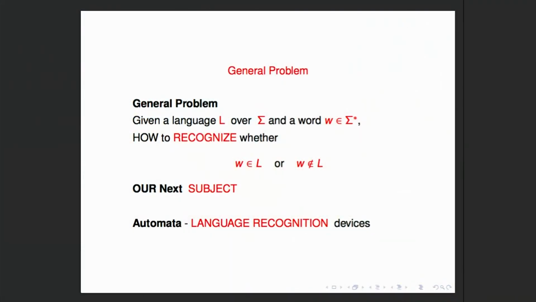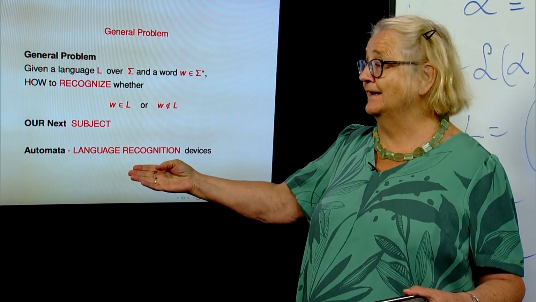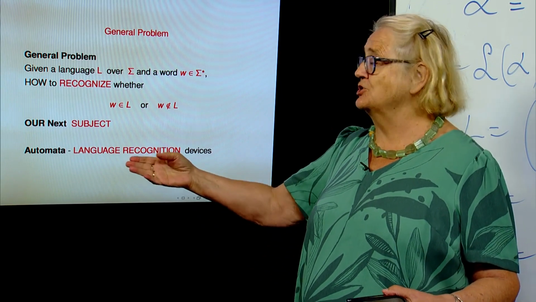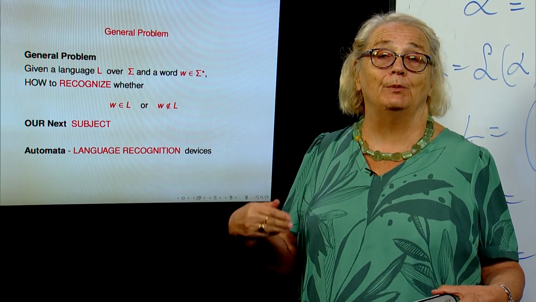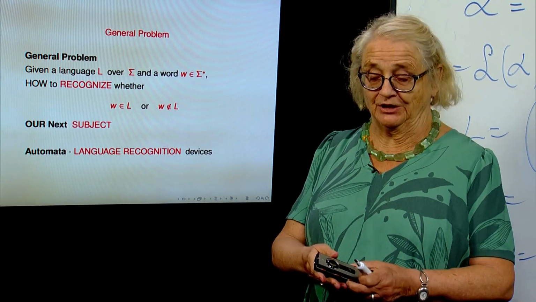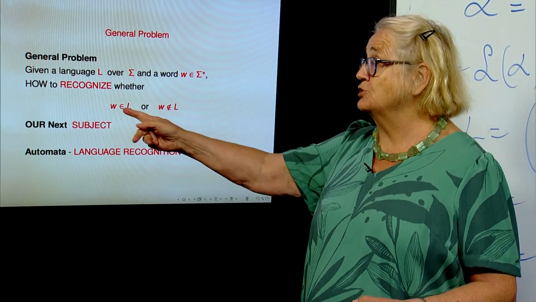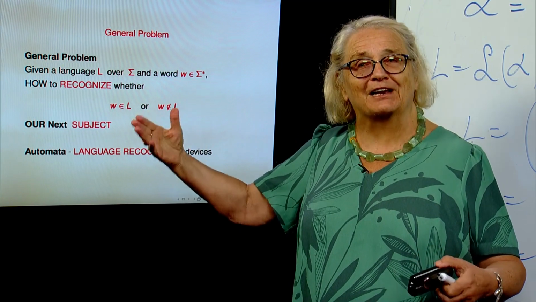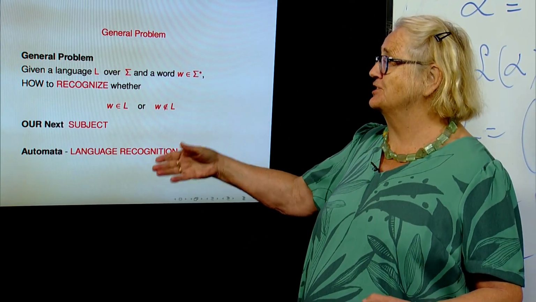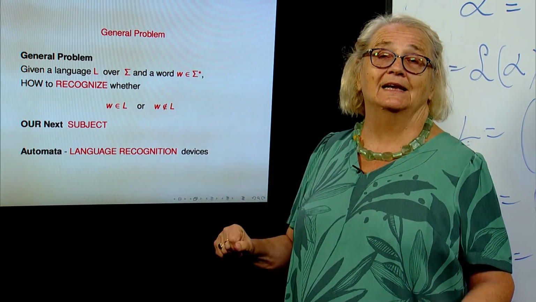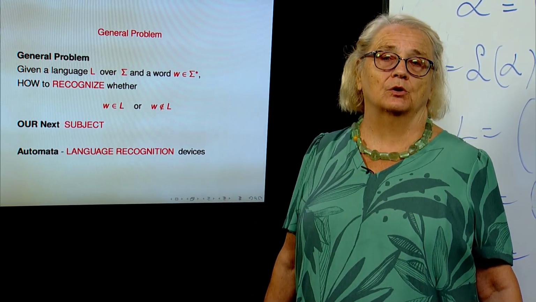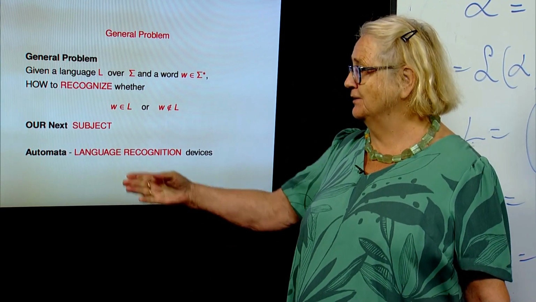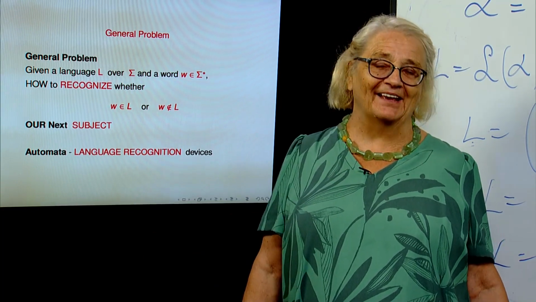And that is our next subject, which is automata, which are language recognition devices. We will be building language recognition devices called automata, which would decide, not for all languages, but for those languages for which we can have such devices, if the word is in the language or is not in the language. So that would be our next subject, finite state automata. Thank you very much.